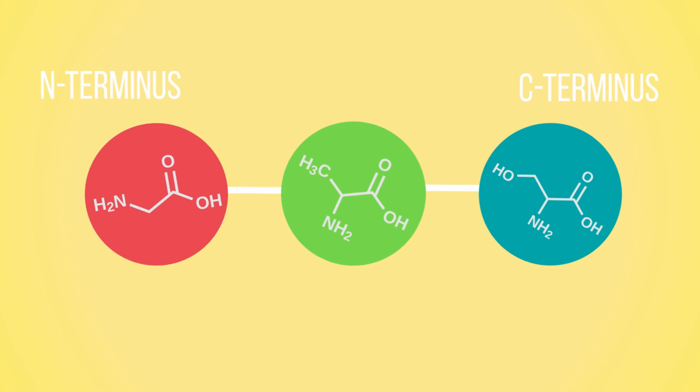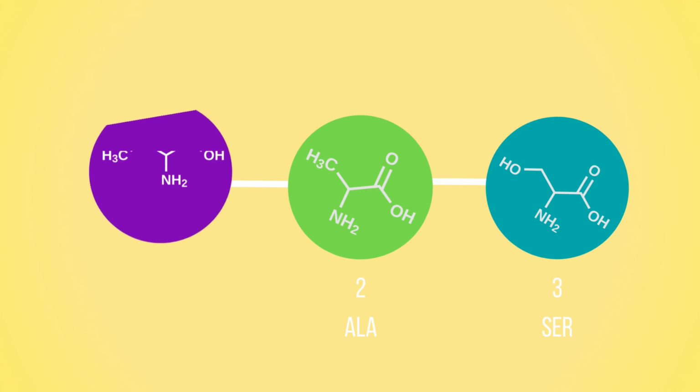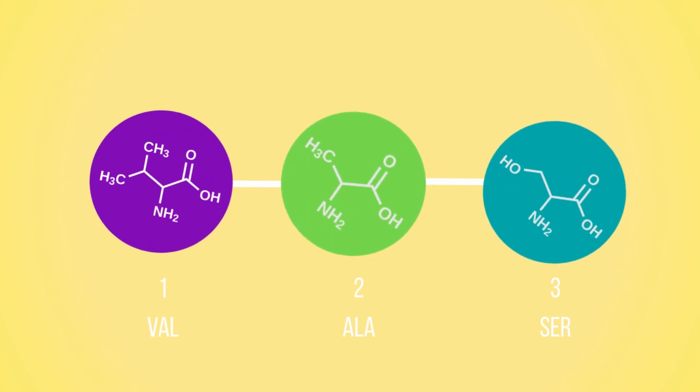Now, each amino acid in this chain is called a residue, and we number them based on their position in this chain. Glycine might be residue number 1, alanine number 2, and so on. And here's why that matters. If you change just one amino acid, just one, you can completely change the shape and function of the protein. It's like switching a single letter in a word. Cat becomes cut. Different meaning and different outcome.